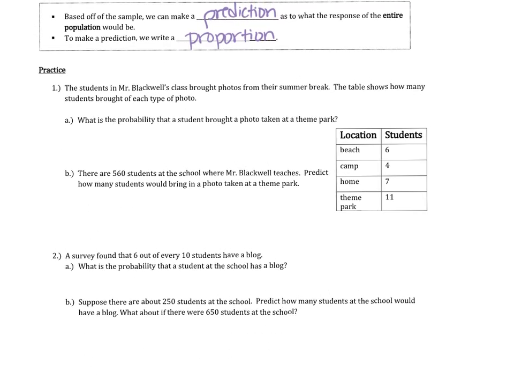The students in Mr. Blackwell's class brought photos from their summer break. The table shows how many students brought each type of photo. What is the probability that a student brought a photo taken at a theme park? So we have 11 out of whatever this adds up to be. So let's see, that's 18, 28, I believe. Should I double check that? Well, that's 10 and that's 18. Yeah, that's 28. So 11 out of 28.